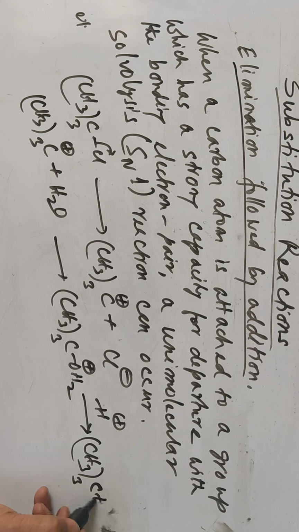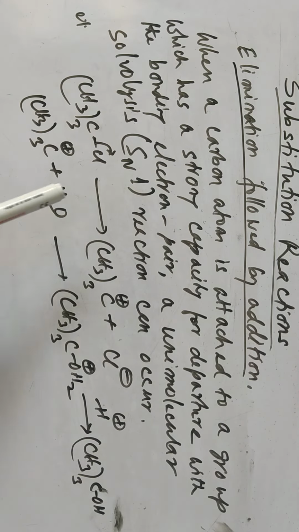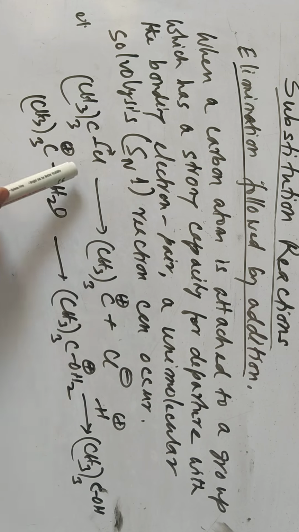So it's another example of this type of elimination followed by addition. The OH is written here, you cannot see it. So I'm repeating again: first the leaving group is eliminated, a good leaving group is eliminated, then the carbocation is attacked by the nucleophile to get this product. So this is another process, elimination first and followed by addition. This process is mostly found in SN1.